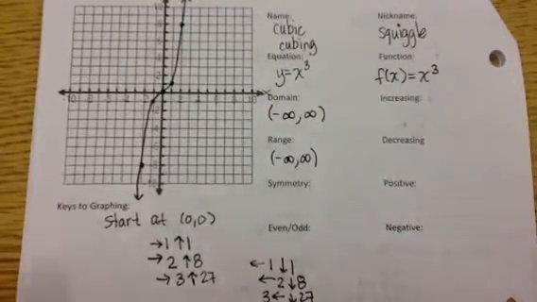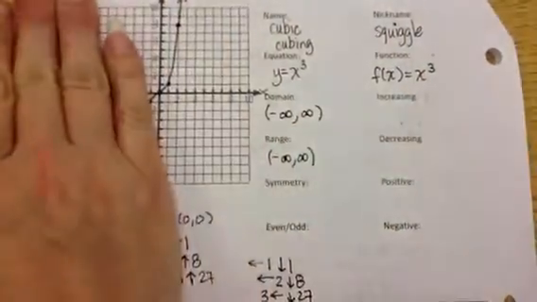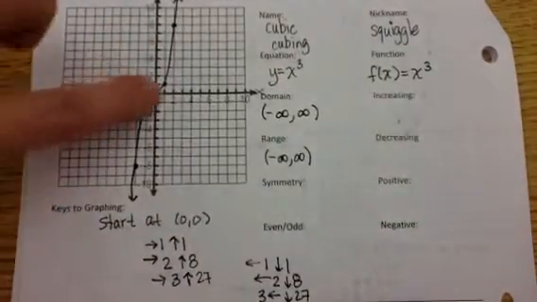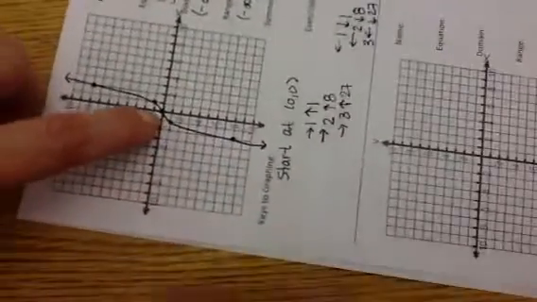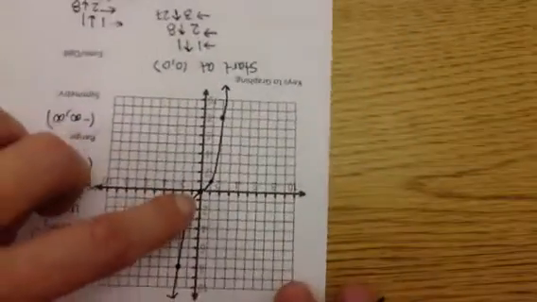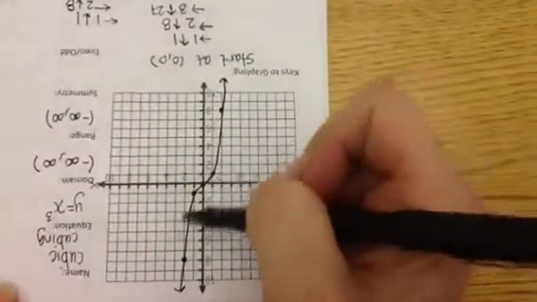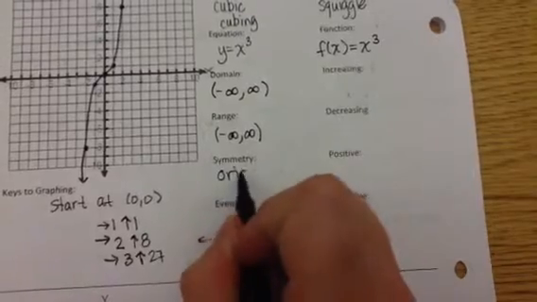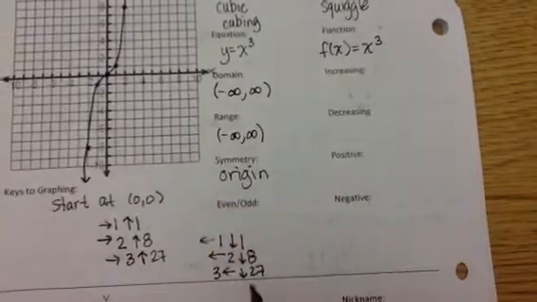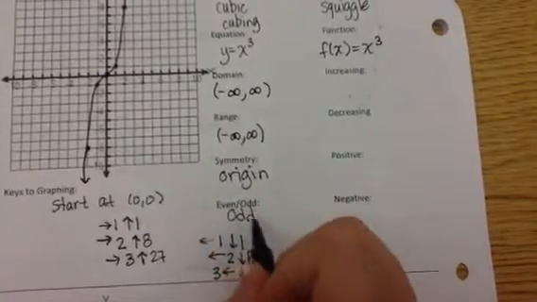Symmetry. If I fold this across the y-axis, it does not match up. Let's see what happens if I rotate it 180 degrees about the origin. I end up getting the same graph upside down as I did right side up. So this graph has origin symmetry, which means it is an odd function.